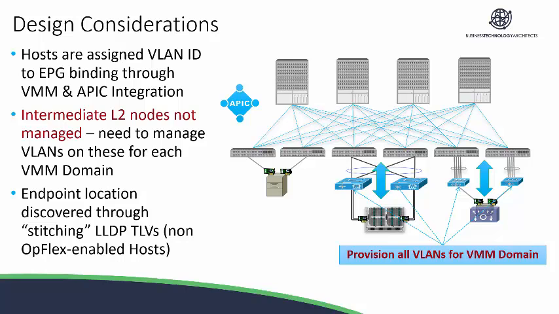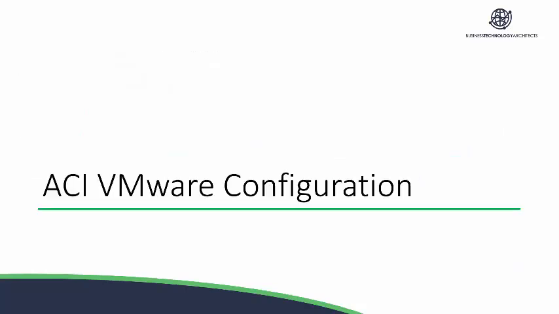Design considerations. Hosts are assigned a VLAN ID to EPG binding through VMM and APIC. Intermediate layer 2 nodes are not managed. You need to manage VLANs on these for each VMM domain. Endpoint location is discovered through stitching, with LLDP time to live on non-OpFlex enabled hosts.